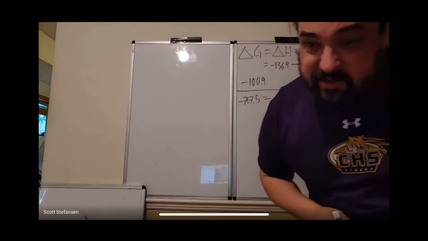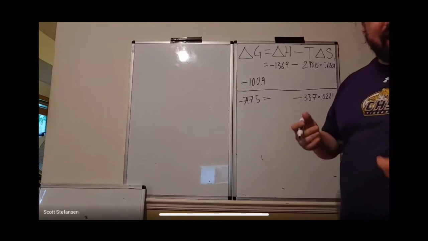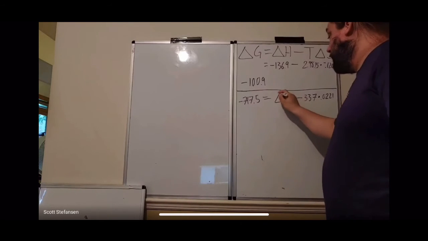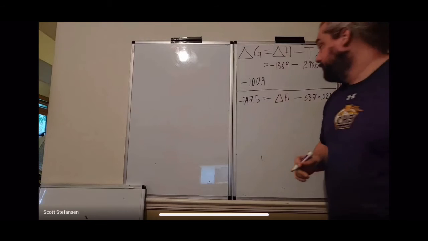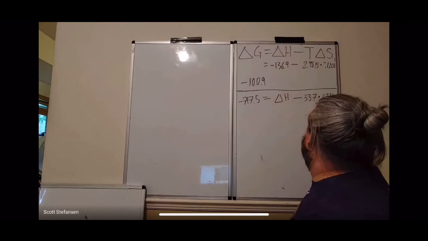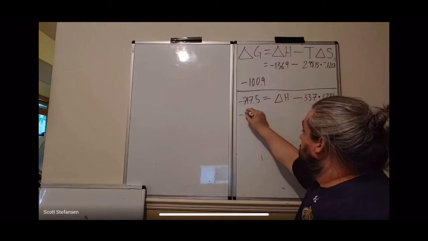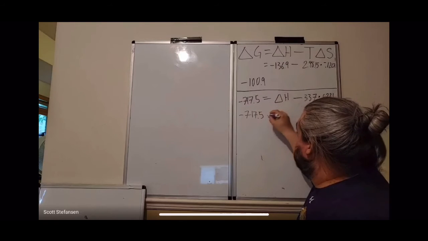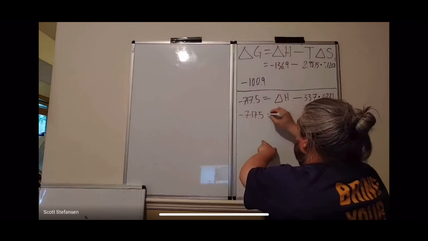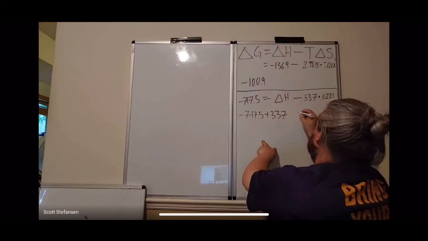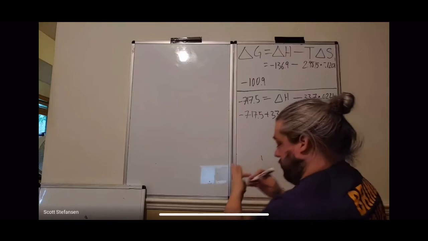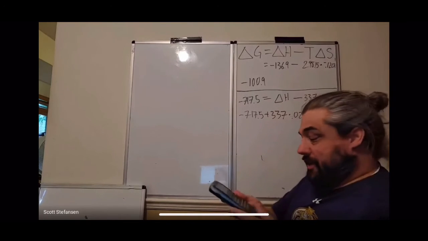So now we are asked to solve for the change in enthalpy. We're actually solving for delta H this time, not delta G, so we have a little bit of algebra to do. How do I get delta H by itself? Well, we need to rearrange to get the delta H by itself. So I'm going to subtract this from both sides. Negative 717.5 minus a negative, because it was already subtracted. So now it's plus 337 times 0.0221 equals delta H.